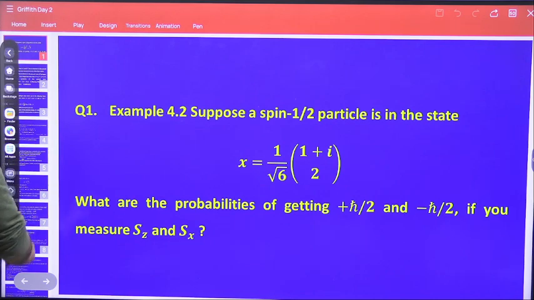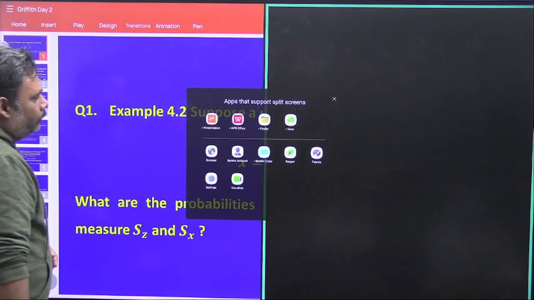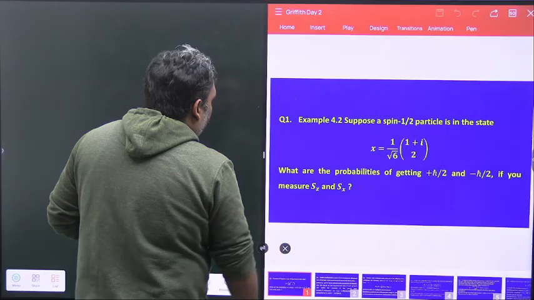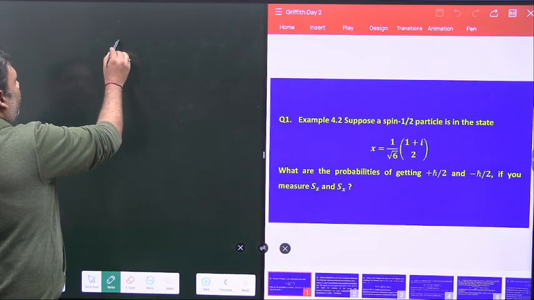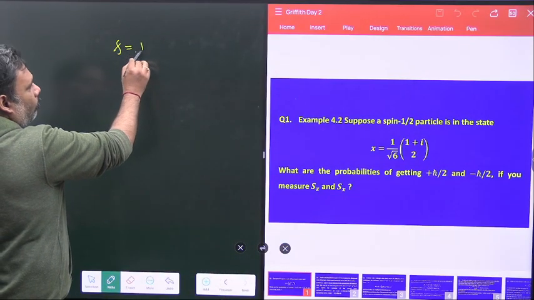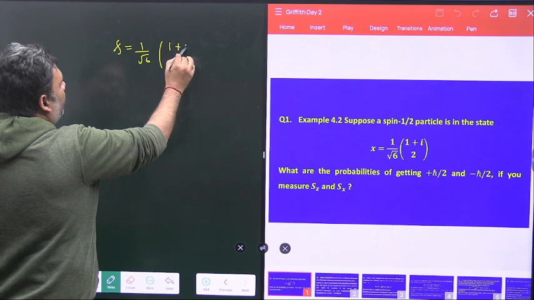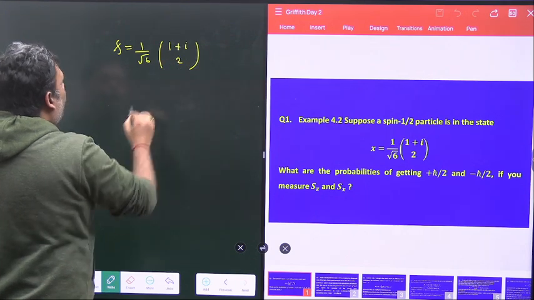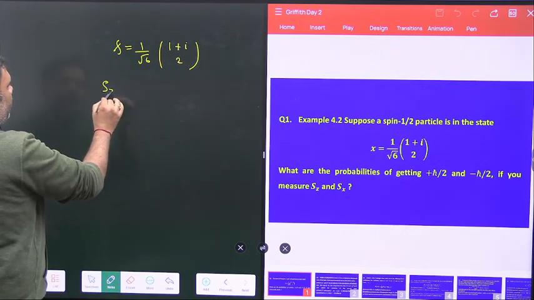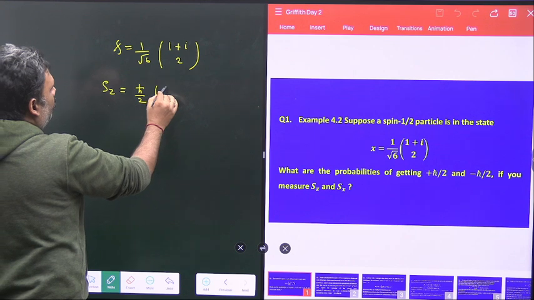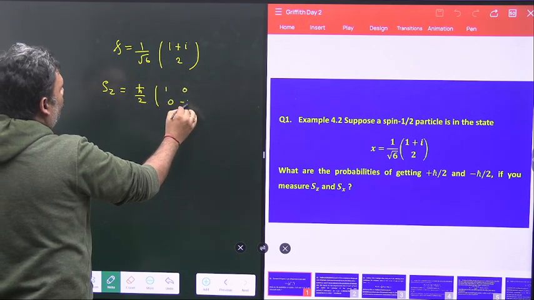So how can you go for this? What is my chi that is given? My chi is given as 1 upon root 6, and you have (1+i, 2). And what will be my Sz? Sz is equal to ħ/2 times the matrix (1 0; 0 -1).